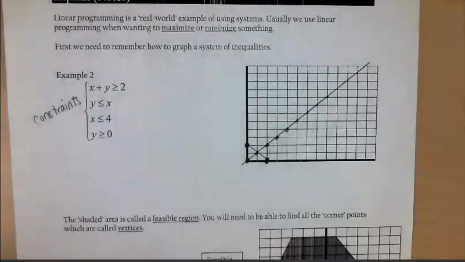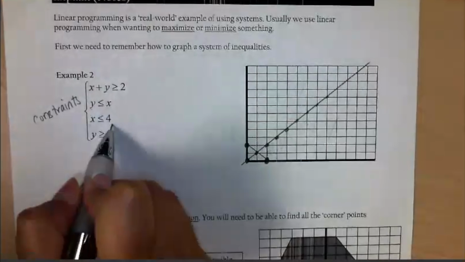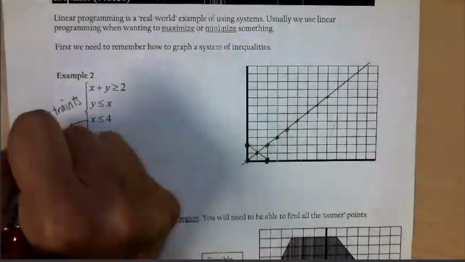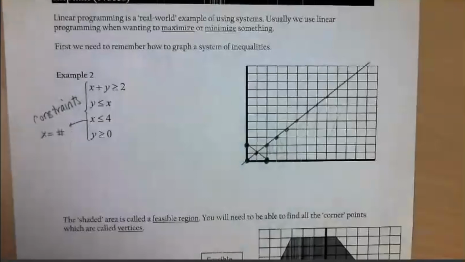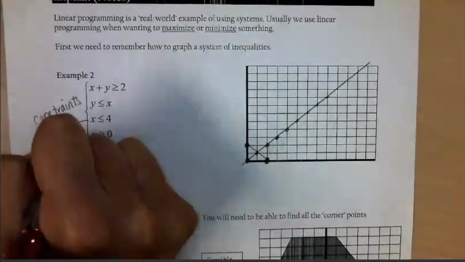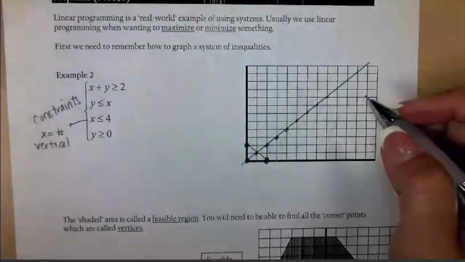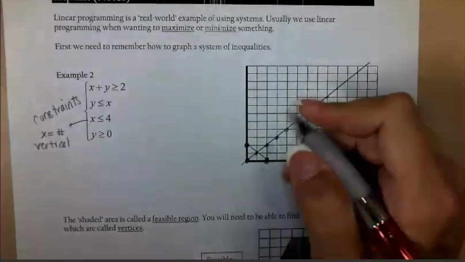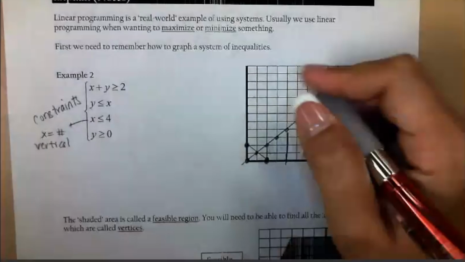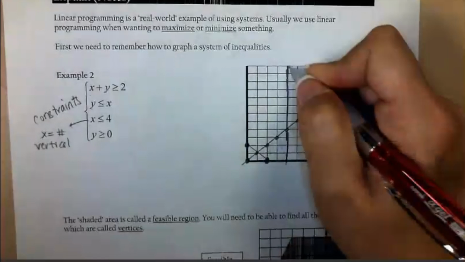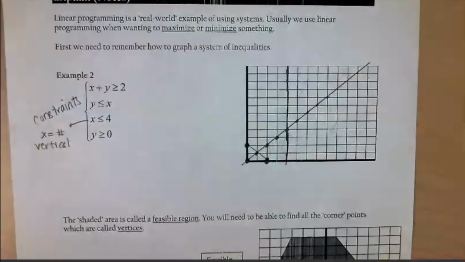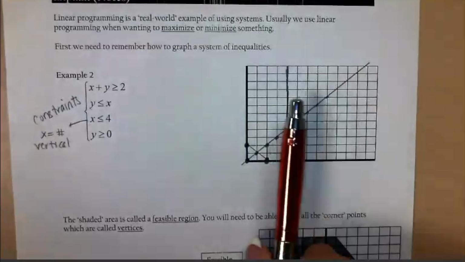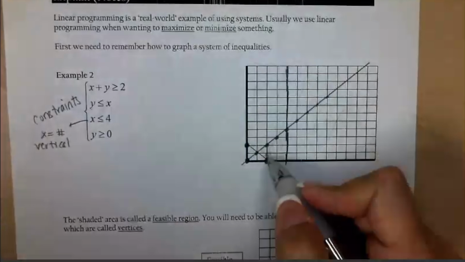On the next 2 lines, we've got x is less than or equal to 4. If you remember from Algebra 1, when you had x equals a number, it is a vertical line. So we've got a vertical line at 4. And again, it's a solid line since it's got an equal sign underneath. X is less than or equal to 4 here, and we know that x gets smaller as it goes to the left. So we have now got this section right here.